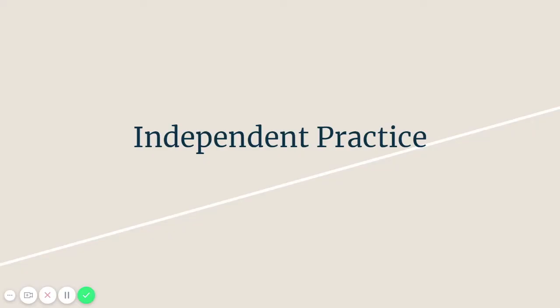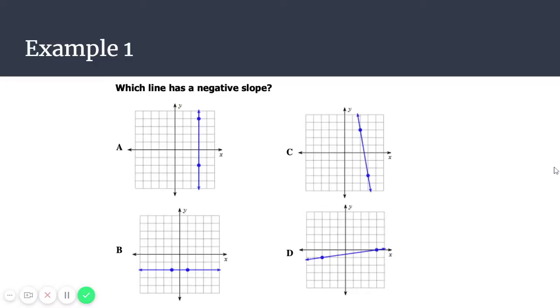I hope you had a chance to watch the videos and take notes as requested. We are now ready for your independent practice, and here we start with example number 1. Which line has a negative slope? Please make your choice and get prepared to go over your answer with Mrs. Sievers.